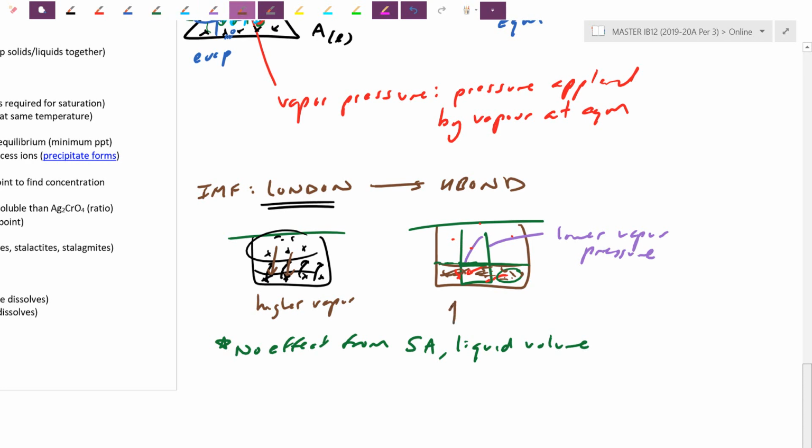Essentially, the higher the enthalpy of vaporization, if it's harder for it to vaporize, the fewer particles you have there, and therefore the lower the vapor pressure. So they just treat that as an aside here, as another look at an equilibrium system.